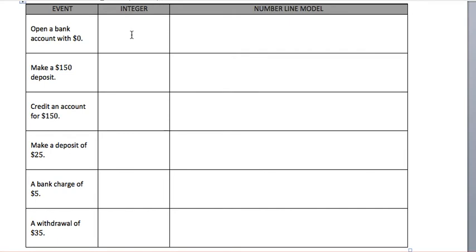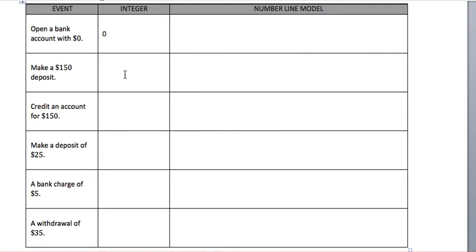So when they open the bank account with $0, opening the bank account is a positive event, although 0 is neither positive nor negative. So to represent that, our integer would be 0. And when you draw your number line, you would want to locate 0 somewhere in the middle of your number line, since there were some events that were negative and some that were positive.